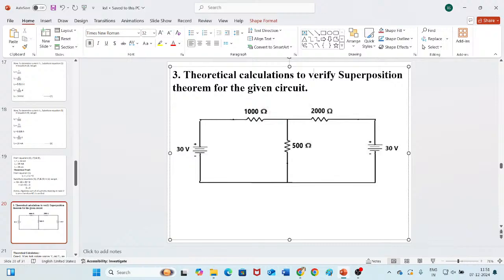So till now, whatever I spoke regarding the superposition theorem, if you are unable to understand, it doesn't matter. I will explain it in detail in the further slides.